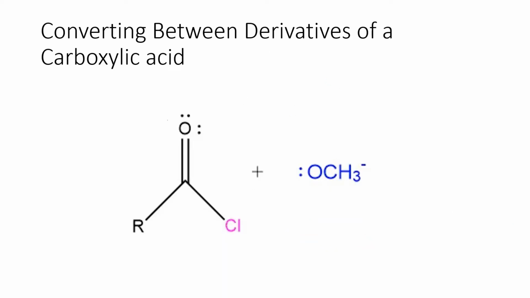Now that we have a basic outline of what's going on, let's see a real example. So in this case, we're going to complete a conversion between derivatives of a carboxylic acid. In this case, we're going to use this acid chloride, because we see we have this chloride attached to our carbonyl carbon with methoxide as our nucleophile.